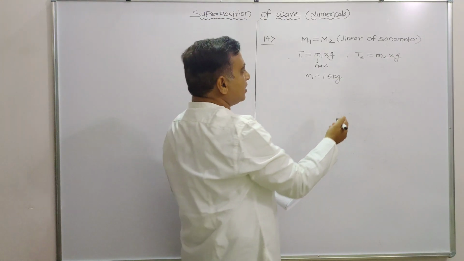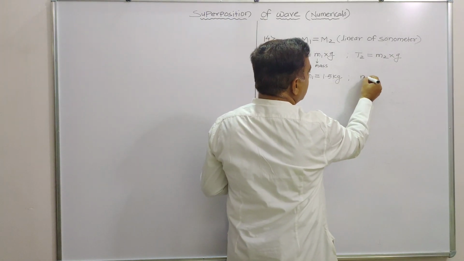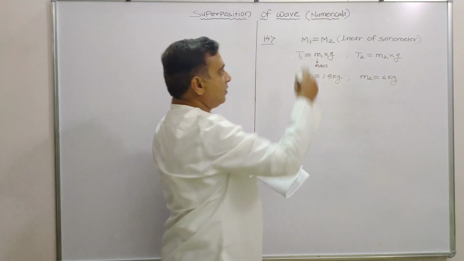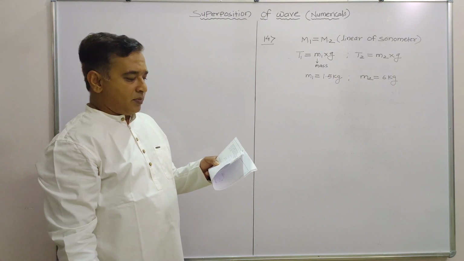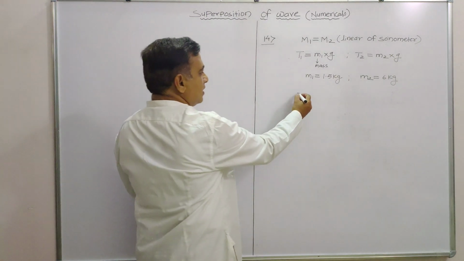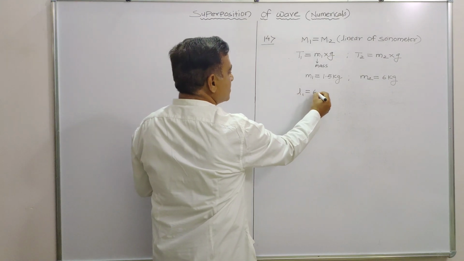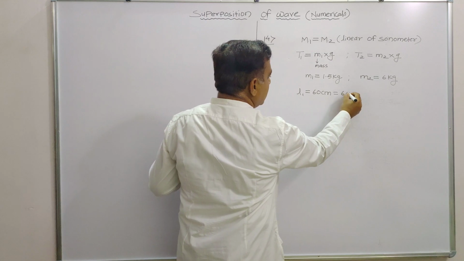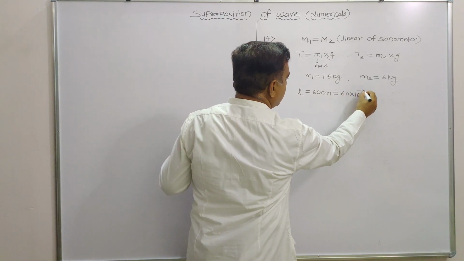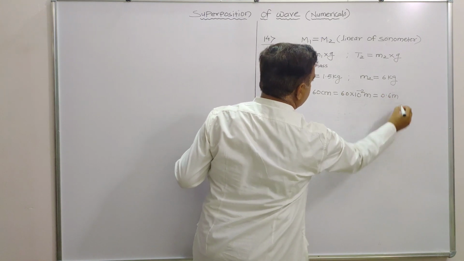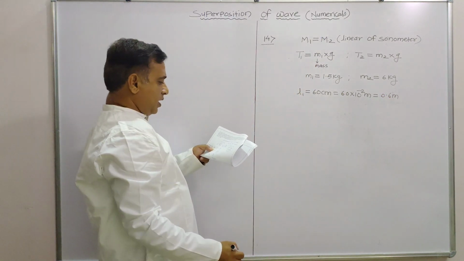And another is loaded with a mass of 6 kilogram. The vibrating length of the first wire is L1 is equal to 60 centimeter, means 60 into 10 raised to power minus 2 meter. That means it is 0.6 meter.